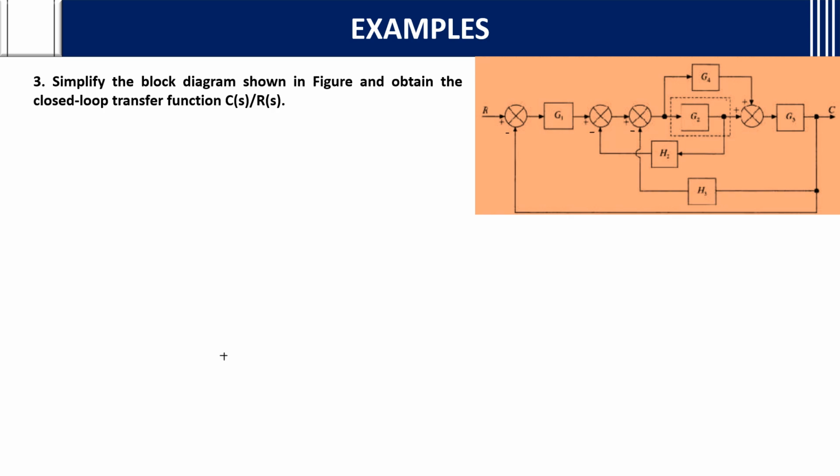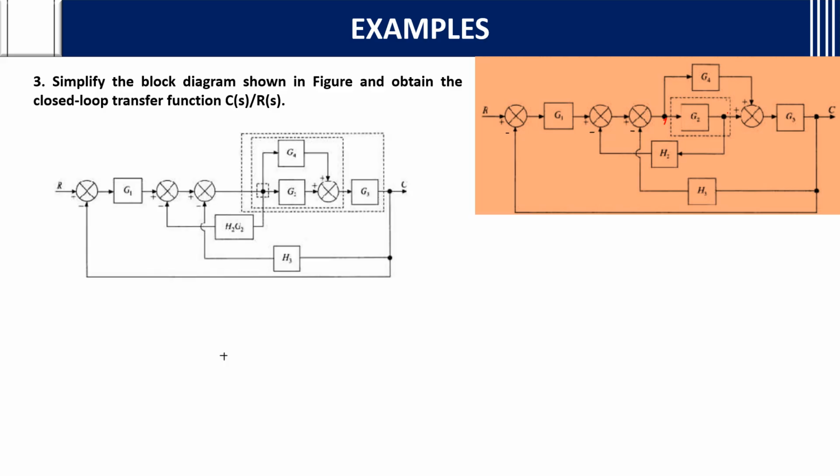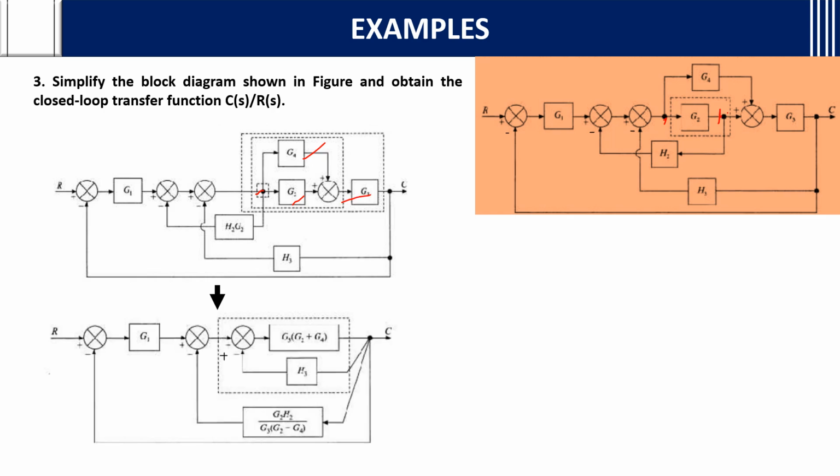Then simplify the block diagram shown in figure and obtain the closed loop transfer function. They are asking for C of S by R of S. Nothing but what we are doing till now. The same. If you see here, if you move this point to here, it will become easy, no? We will see. See, this takeoff point is moved left side. So you need to add a G2 block and multiply it. Why? Because it will be in cascade directly. G2H2 is written. Now if you see this G2 and G4 are in parallel, you can add them. G2 plus G4 it will become. Then again in turn it is in cascade. So G3 into G2 plus G4.